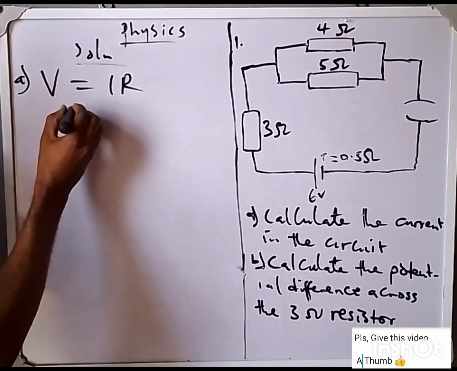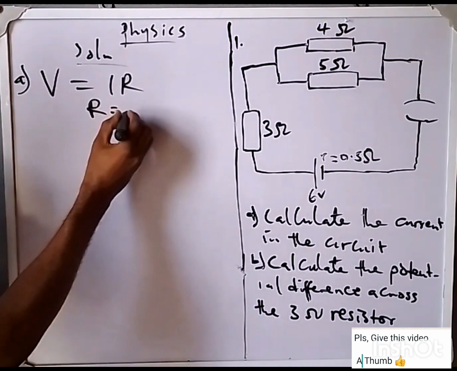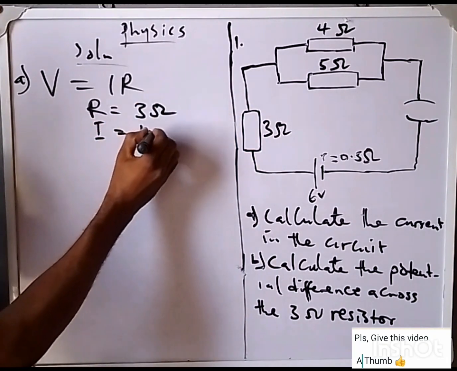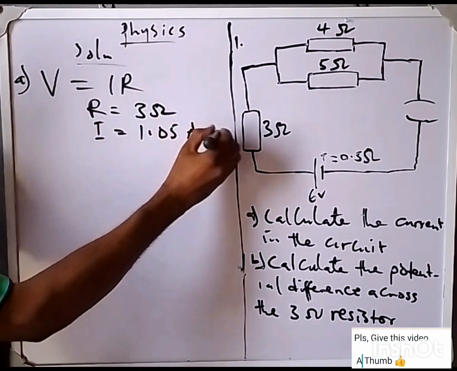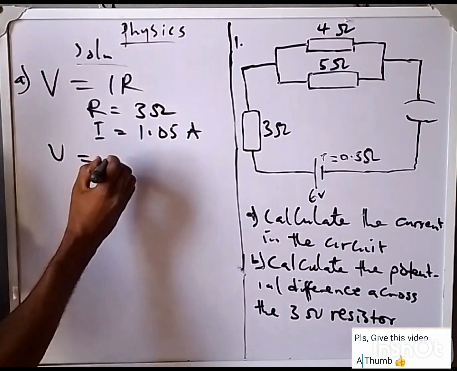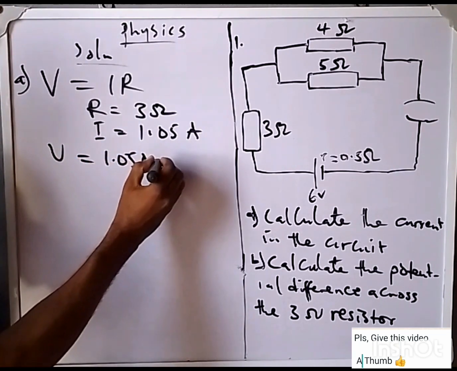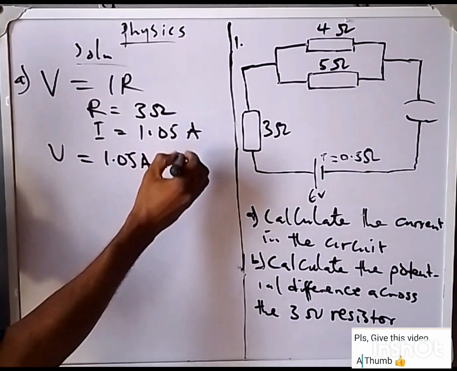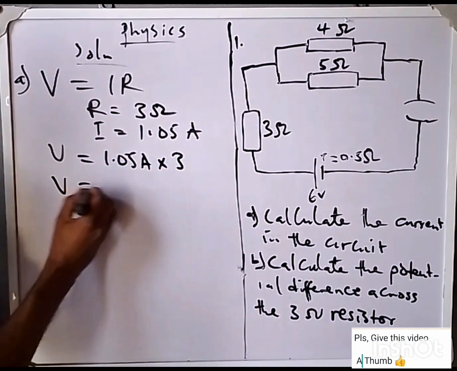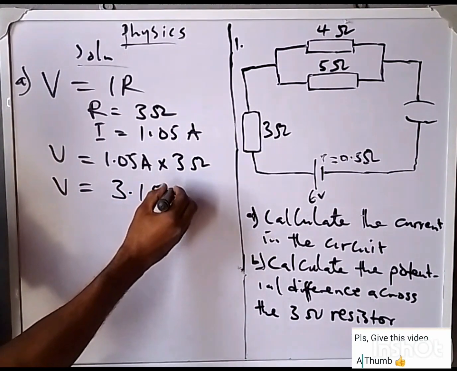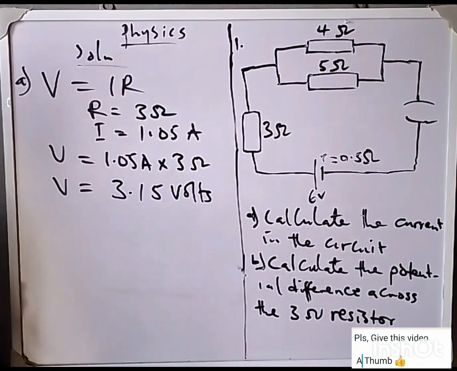So this is going to be, our R is 3 ohms. We've already gotten the current to be 1.05 amperes. So we can write that V is equal to 1.05 amperes multiplied by 3. So our V is equal to 3.15 volts. So that is the potential difference across the 3 ohm resistor.